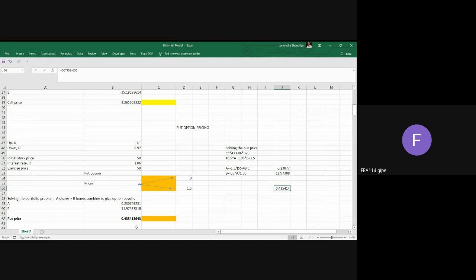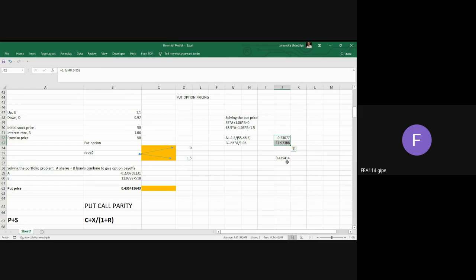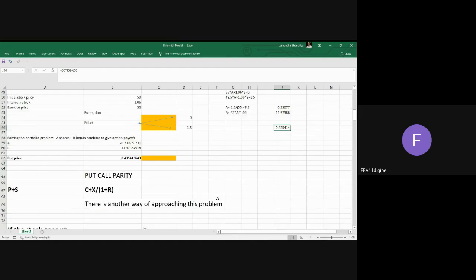We see exactly what has been done here already, with the same prices here. So call option and put option prices are done here, and you got a put option price of this. So this is how we do call and put pricing in the simple binomial model.